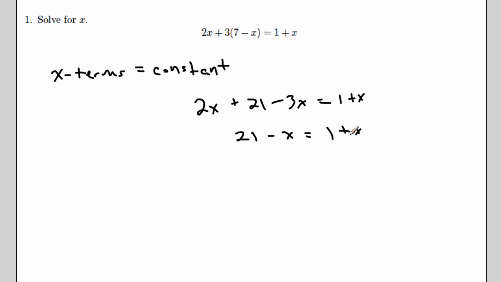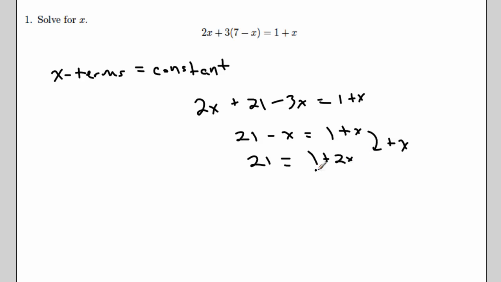Now our goal is to have the x's on one side and the constants on the other. If I have a choice between adding to both sides and subtracting to both sides, I find that adding to both sides is easier. So for example here, I can add x to both sides. And then on the left-hand side, I have 21. On the right-hand side, I have 1 plus 2x. So once I've done that, I've committed myself to trying to get my x's on the right, which means I would like to get my constant terms on the left.